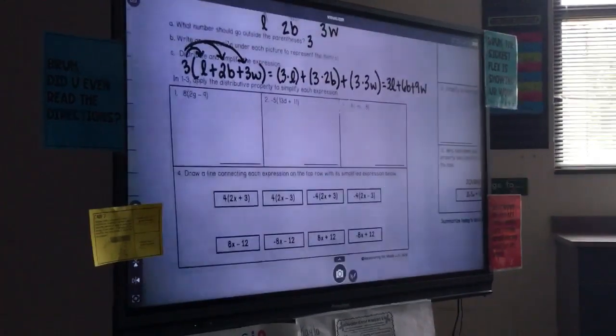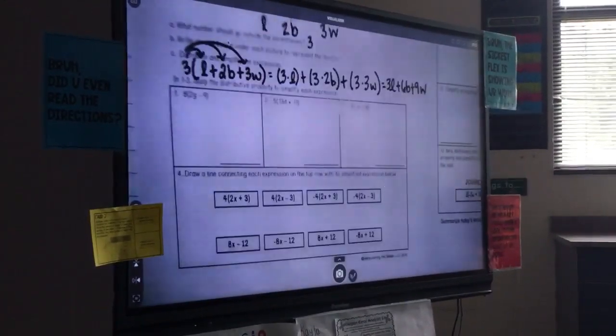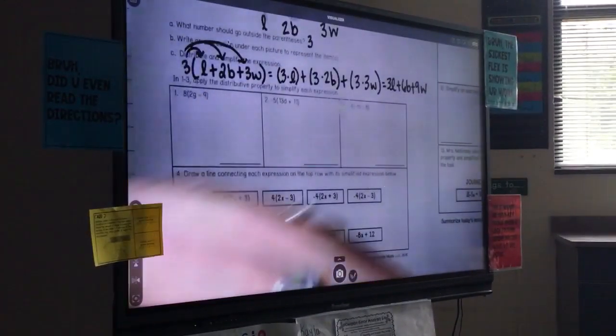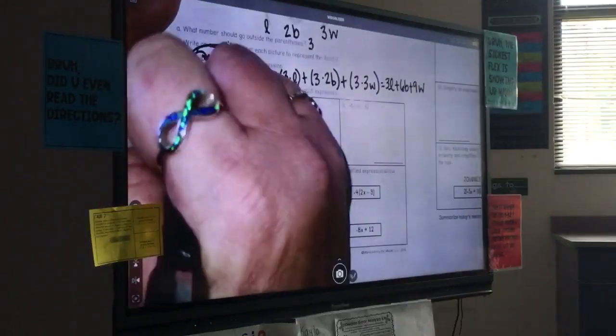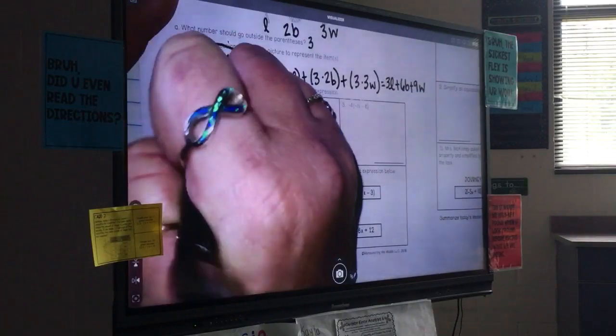So looking at 1 through 3, it says apply the distributive property to simplify each expression. You're distributing those in, and yes, you have to write all of your steps.